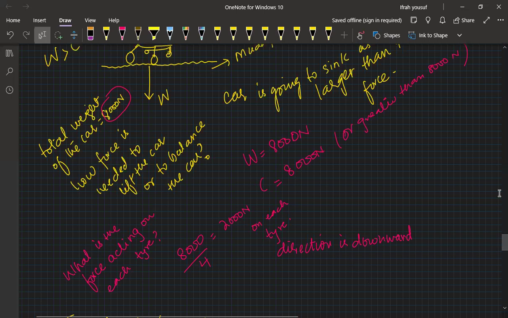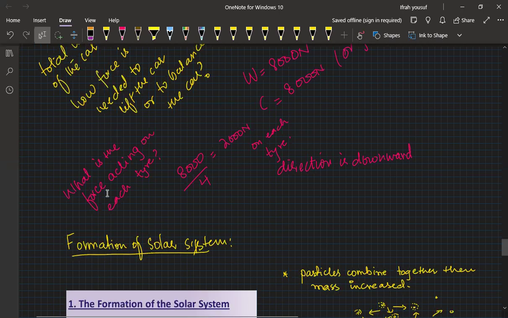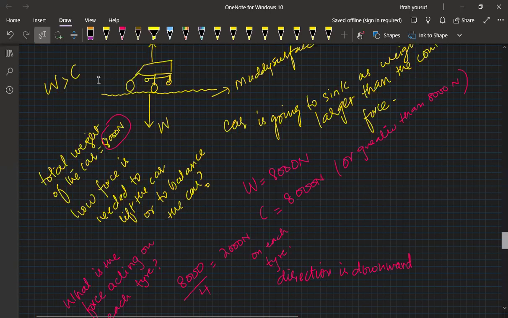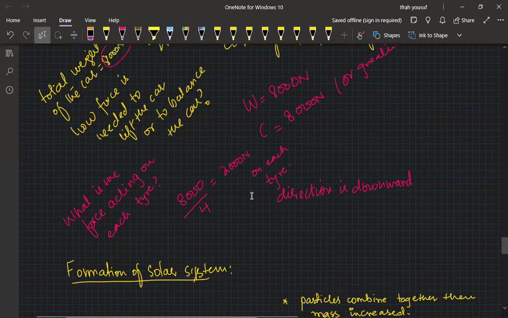Now again here's another question. What is the force acting on each tire? How many tires are there in the car? Four, right? One, two, three, four. अब ये 4 टायर्स हैं इसके, और इसको आप 8,000 को 4 से डिवाइड कर देंगे तो you will get 2,000 Newton on each tire. And you have to define the direction, right? Direction is downward. Since we are talking about the weight, we have to specify the direction as well.